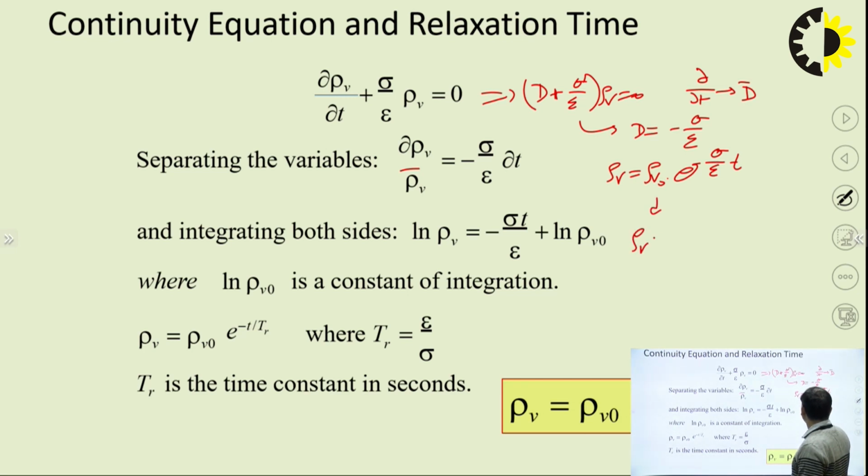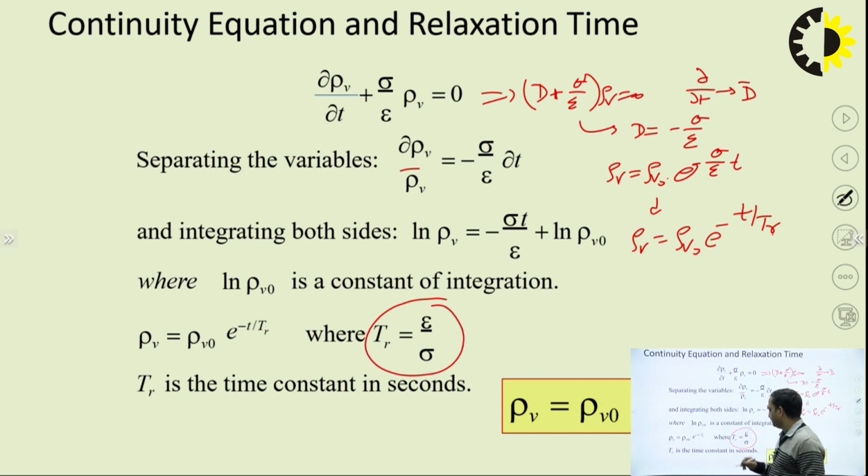Here we can write rho v is equal to rho v naught e to the power minus T upon TR. So what is TR? Here TR is epsilon upon sigma. This is nothing but the transmission relaxation time. TR is the time constant in seconds, and the equation becomes rho v is equal to rho v naught e to the power minus small t upon capital TR.